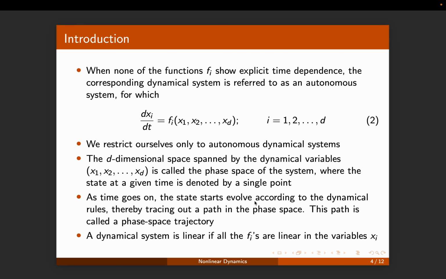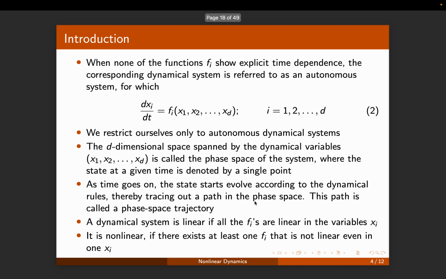A dynamical system is said to be linear if all the fi's are linear in the variables xi. It is nonlinear if there exists at least one fi that is not linear in even one variable xi.